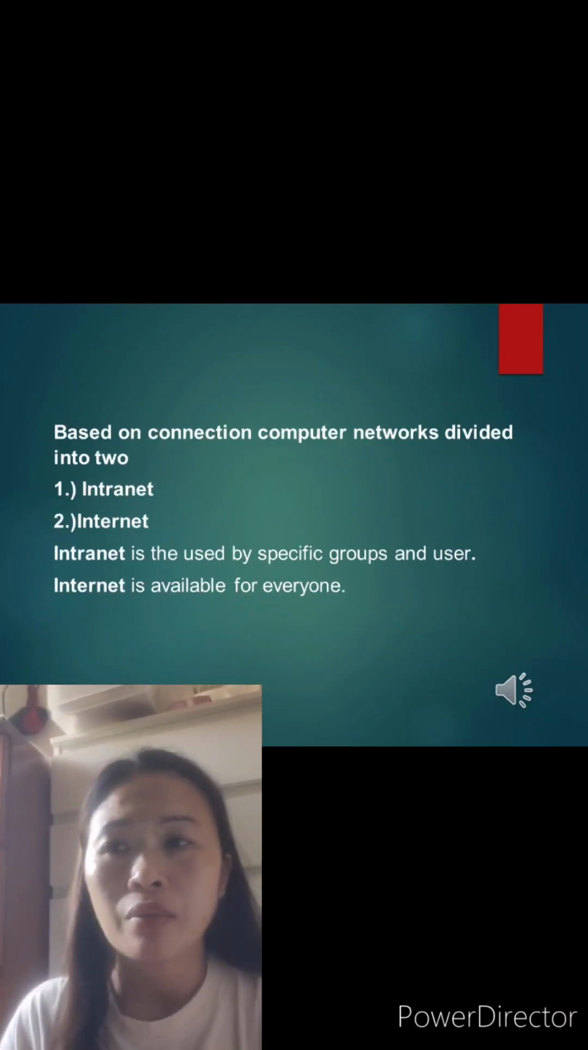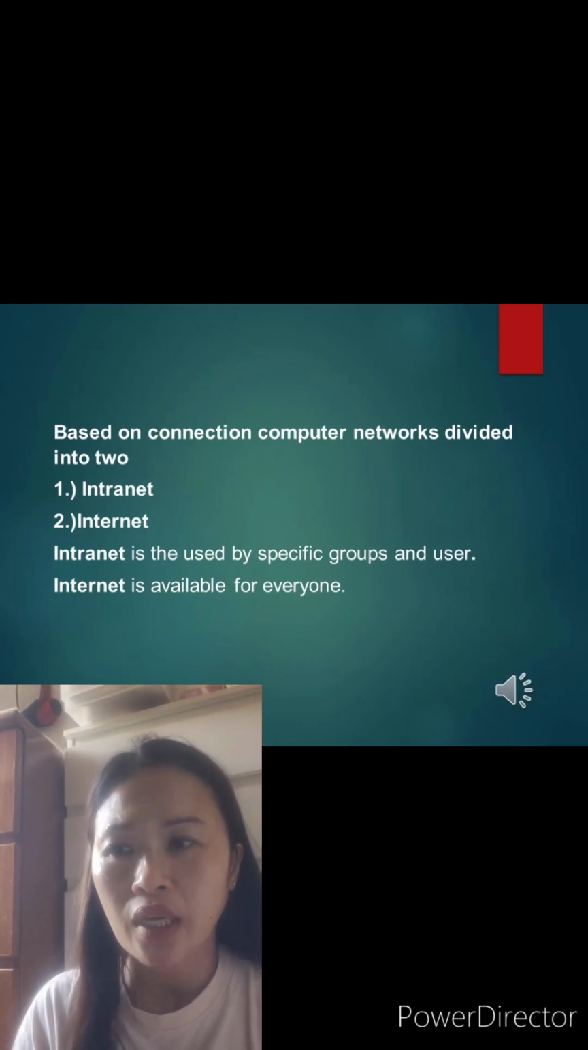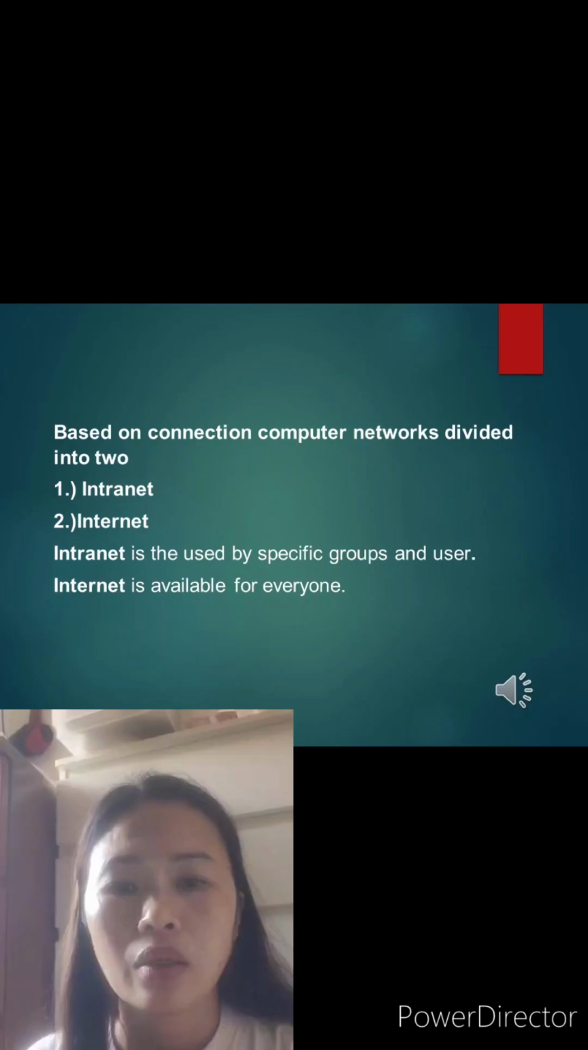Based on connection, computer networks are divided into two: the intranet and the internet. Intranet is used by a specific group of users. Internet is available for everyone.